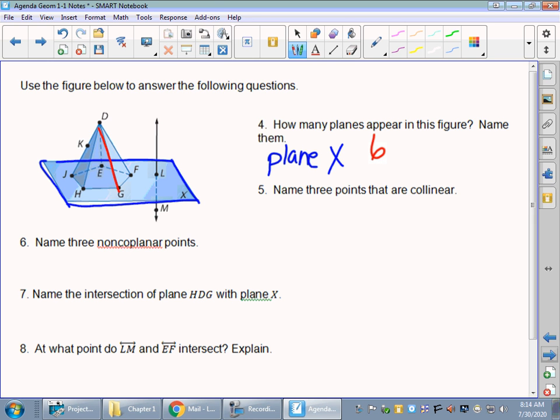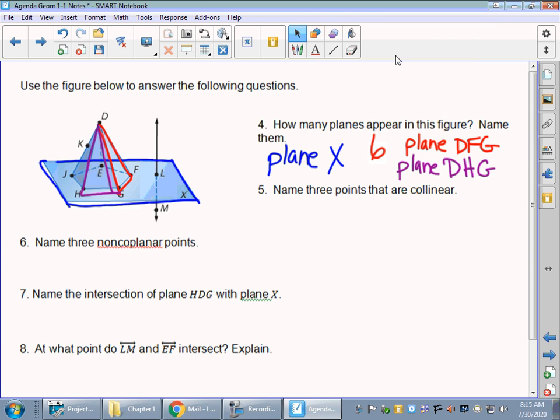If I were to name this plane right here, that triangular plane, remember we name planes by either a capital cursive letter or 3 points on the plane. So we could call that one that I outlined plane DFG. This plane that's right up here in the front that I drew very poorly, we could call that plane DHG. So 3 capital letter points or a capital cursive letter. So there's 6 planes altogether.